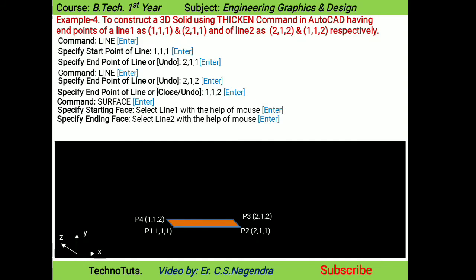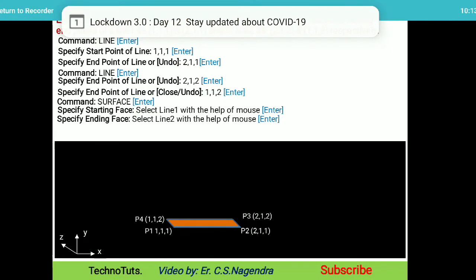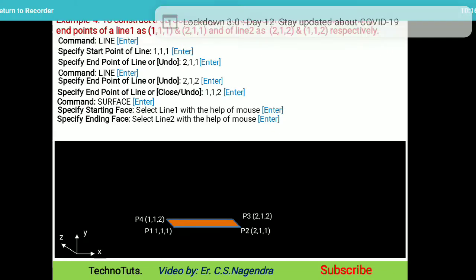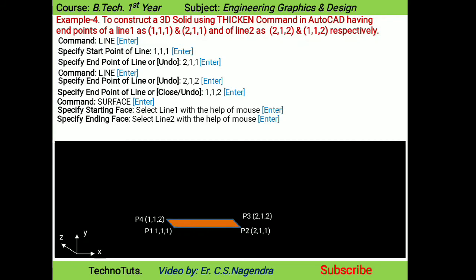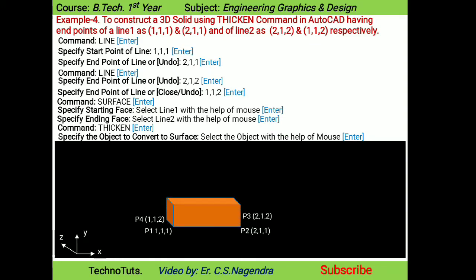Okay students, now after constructing the surface, we are going to convert this surface into a 3D object. So at the command prompt, type the thicken command and press enter key. The computer will ask you to specify the object to thicken. Okay. Now select this rectangle with the help of your mouse and press enter key. You will see a 3D surface having thickness gets constructed on the viewport. Okay students, let us move to another problem.